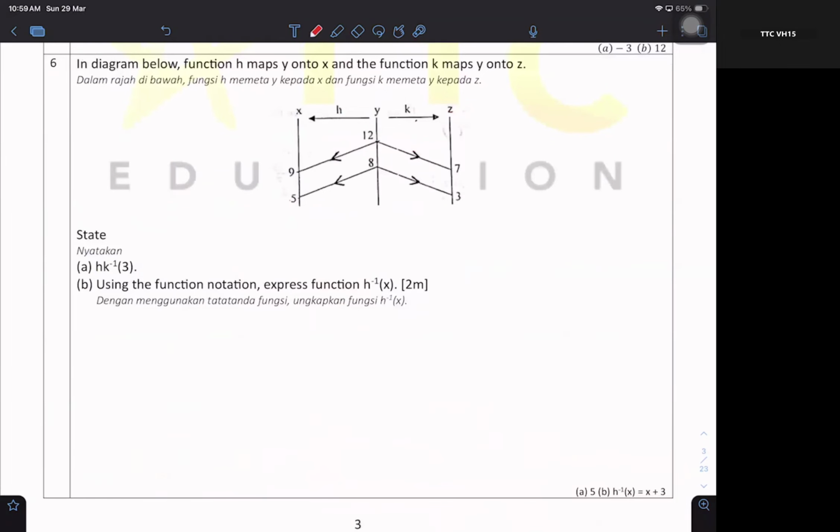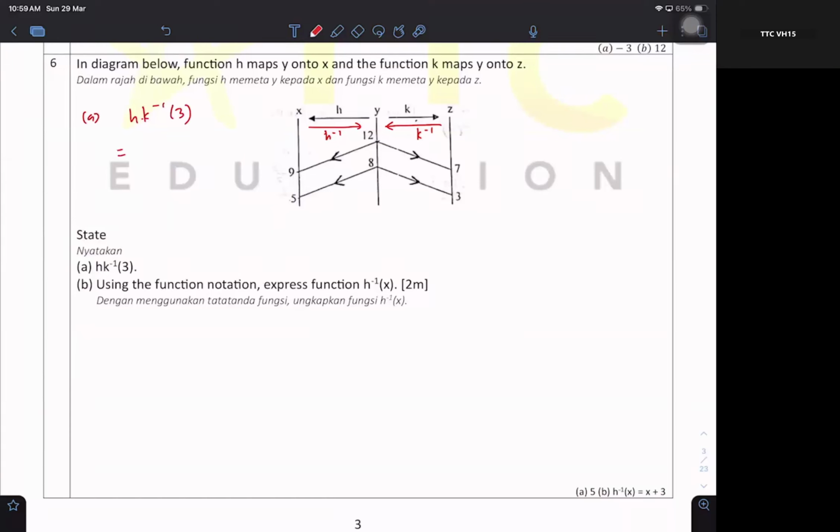Similar. Like you look at the picture. Like this is function h, then the reverse is h inverse. Like this is function k, so the reverse is k inverse. Understand? So now it asks you question A. It asks you hk inverse 3.